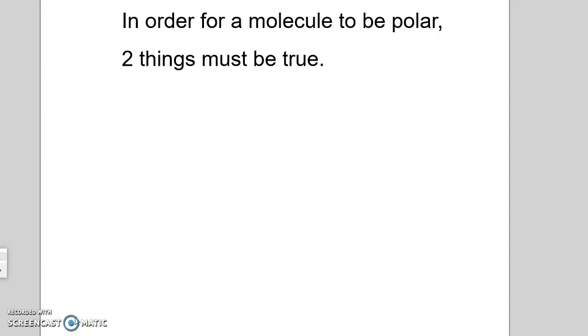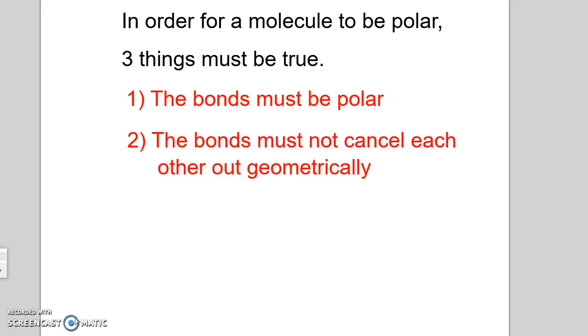So, in order for a molecule to be polar, you must have two things be true about it. First of all, the bonds within the molecule must be polar, so a nonpolar bond cannot produce a polar molecule. And also, the bonds that are polar bonds must not cancel each other out geometrically. Now, that may not make a lot of sense, but as we do some examples, it will begin to.